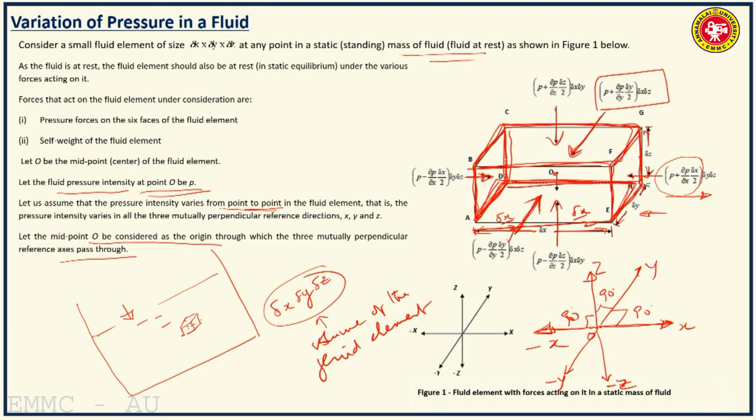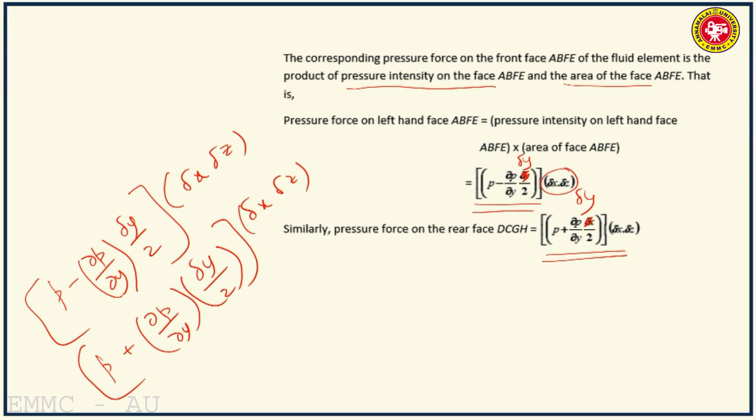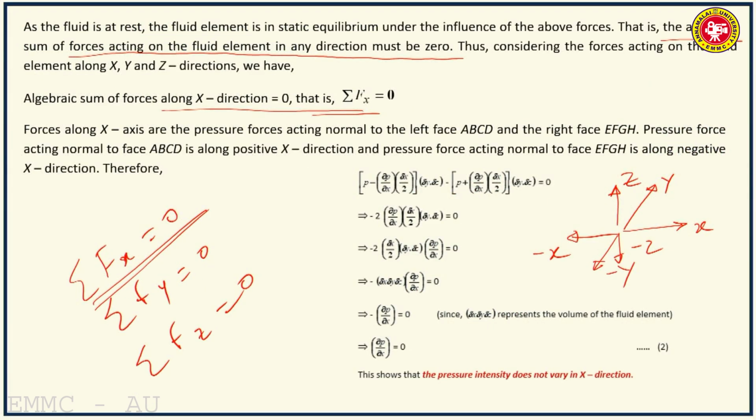One is the pressure force acting normal to the face ABCD, that is acting in what direction? In positive x direction. Then the pressure force acting normal to the right face EFGH, in what direction? In negative x direction, that is towards left. So these two are the forces acting in x direction. So the force acting on the left face, that is positive, P minus dou P by dou x delta x by 2 delta y delta z.